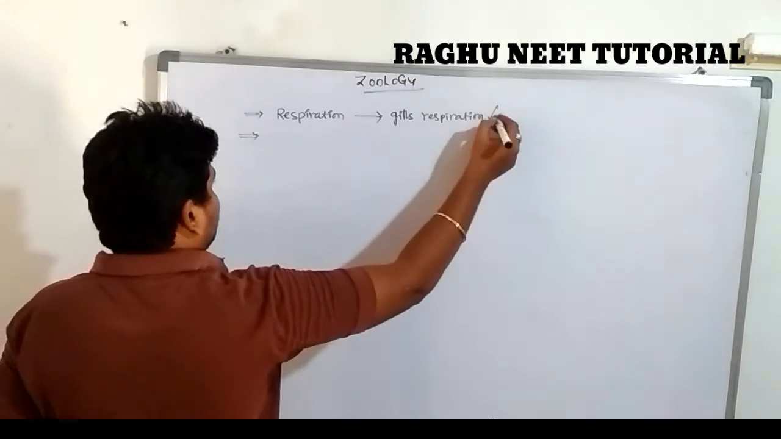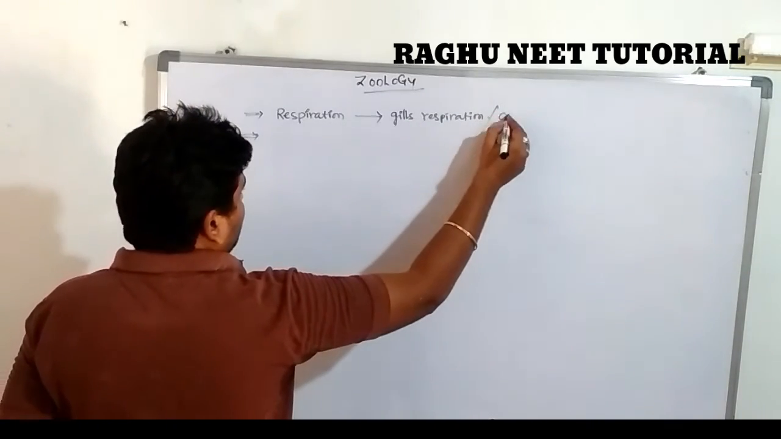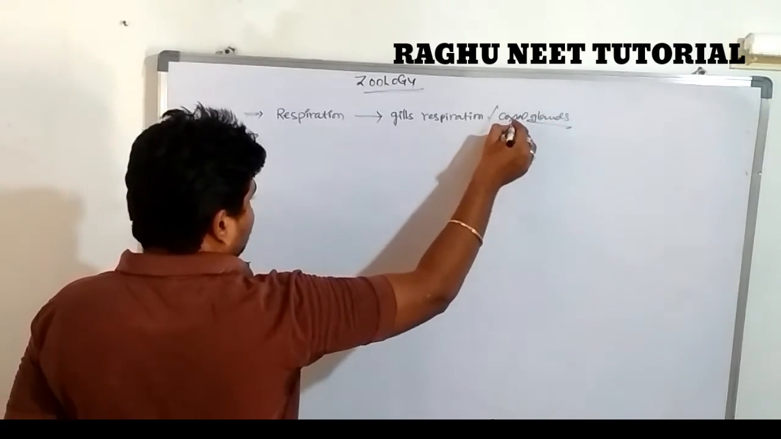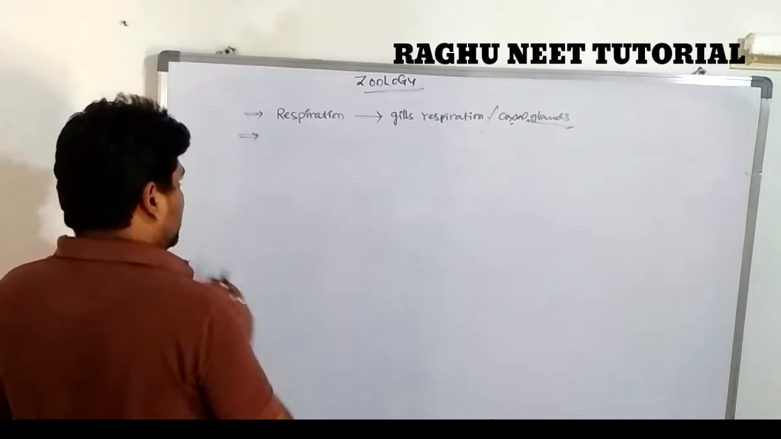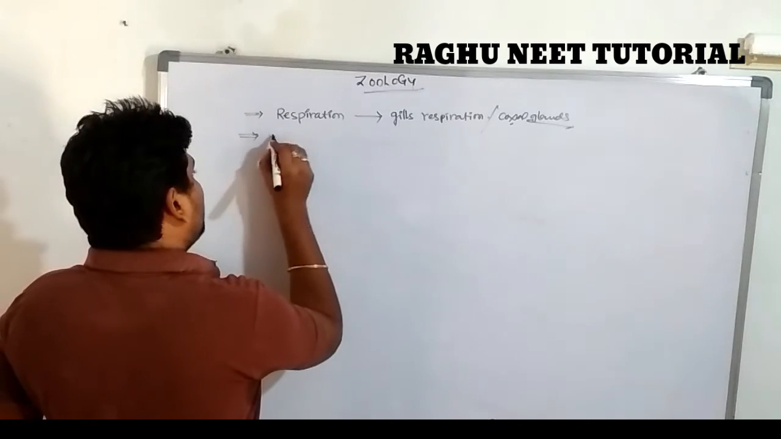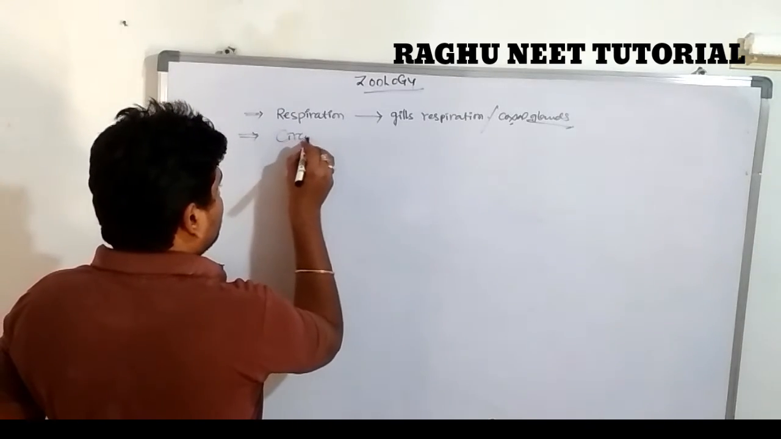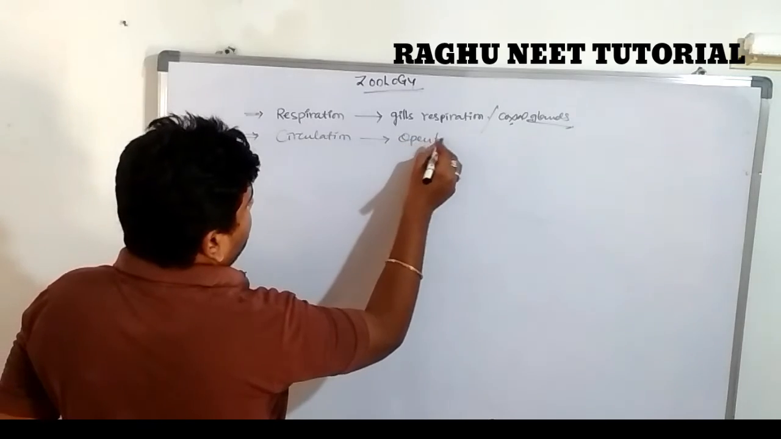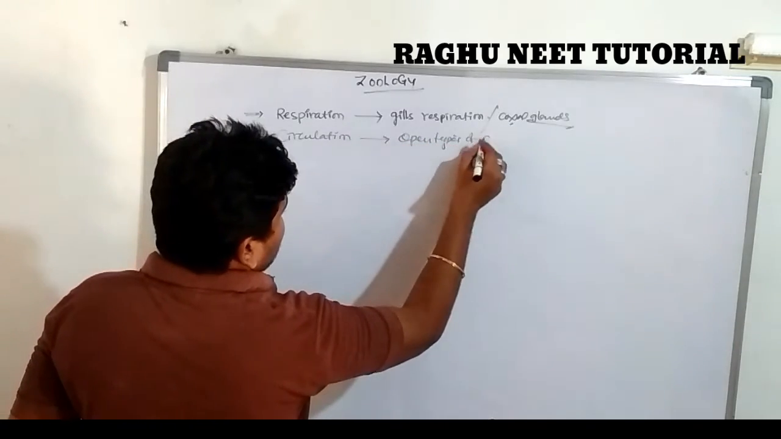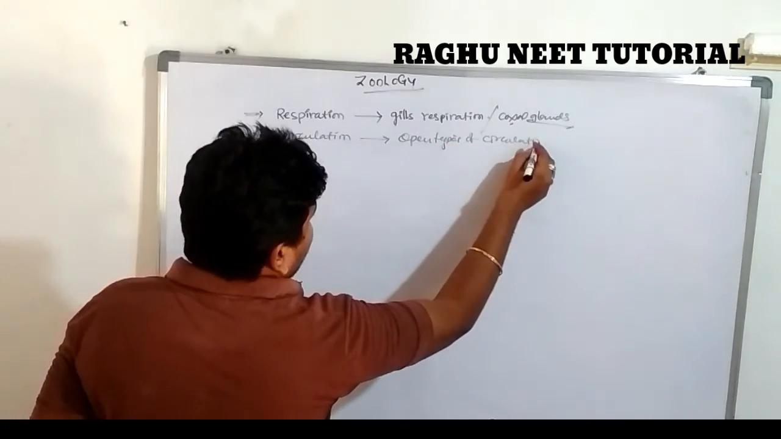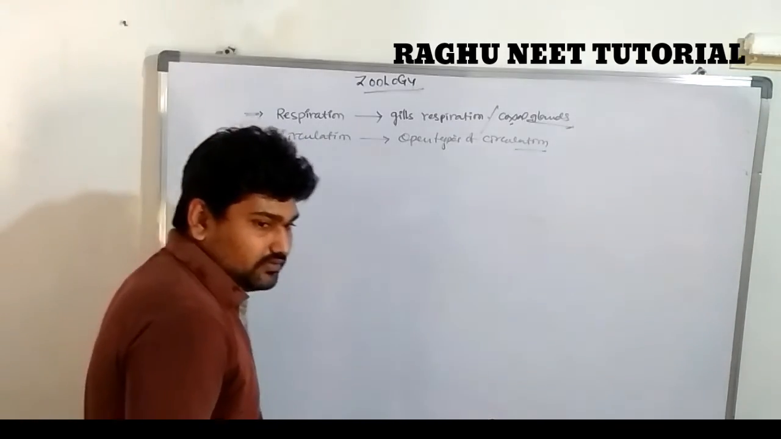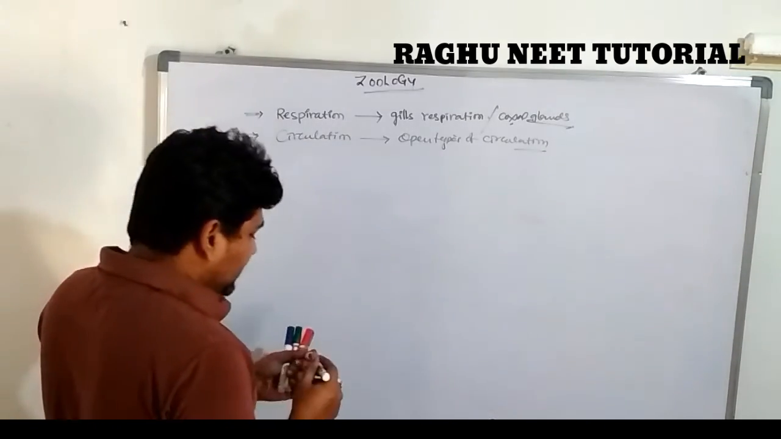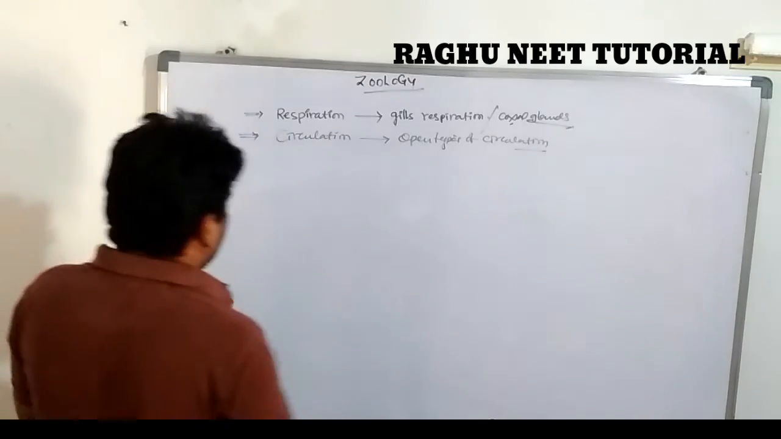Gill respiration. Some individuals have coxal glands. Coxal glands are also useful for respiration and the excretion process. Respiration. Next one, circulation. Circulation is an open type of circulation. We know that the blood flows in the body cavity. Blood flows in the body cavity. That is called open type, meaning there are no blood vessels. Circulation.